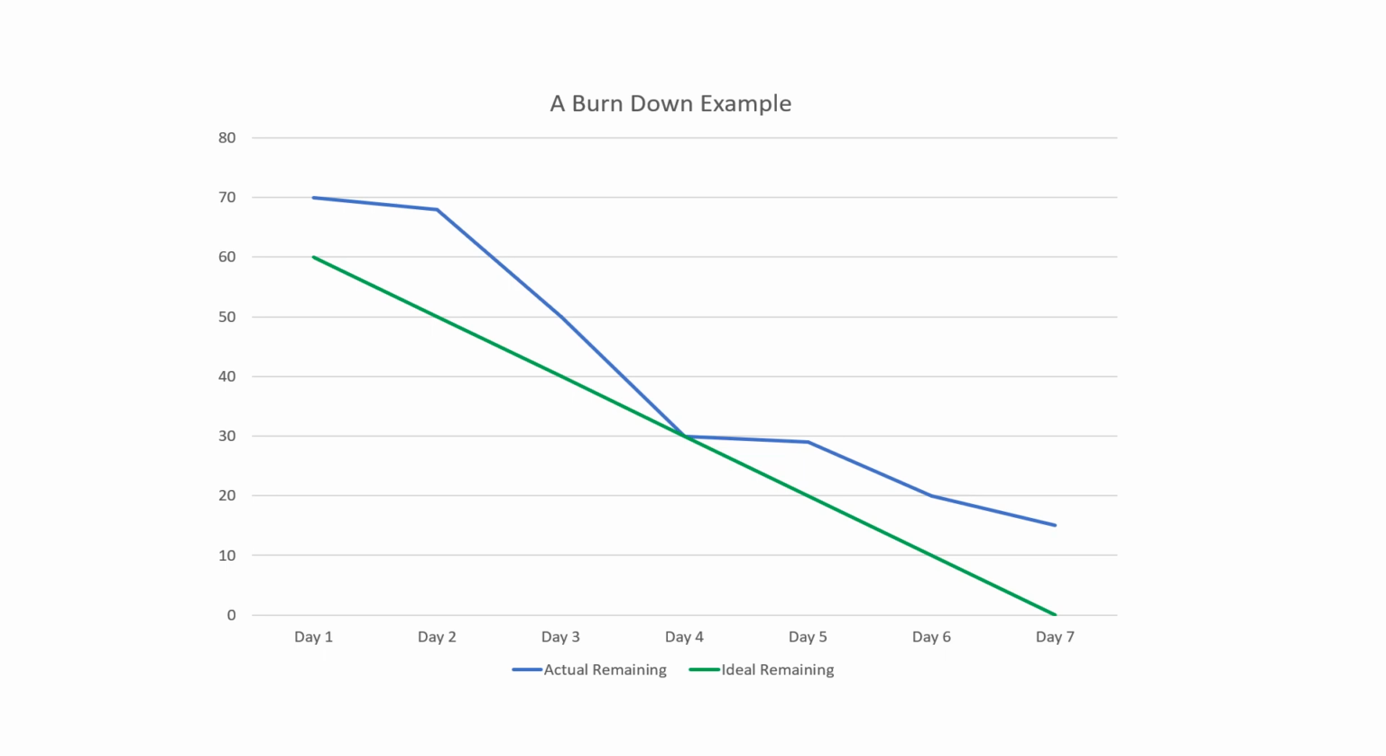So this blue line is the actual remaining hours and this green line is the ideal trend. So on day 1, team should have been left with 60 hours, and on day 7 they should have been left with nothing, that is they should have completed all the work.